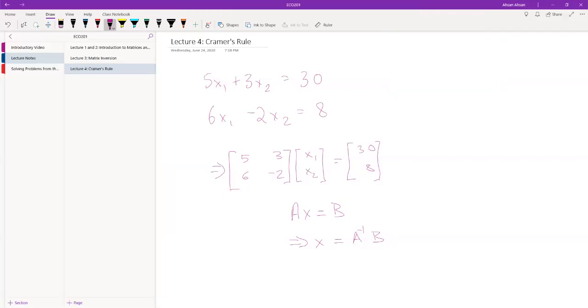So what we did in the last lecture was we found out how to use matrices to solve systems of equations. For example, if we had this system of equations, we would have converted it into this matrix format, and then using this formula, we would have found the values of x1 and x2. So hopefully you've all understood how to do that. Hopefully you've all done the practice problems and you have some grasp of the matrix inversion method.